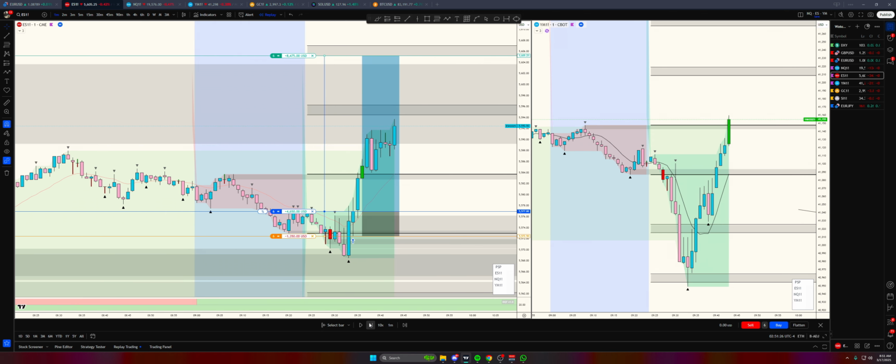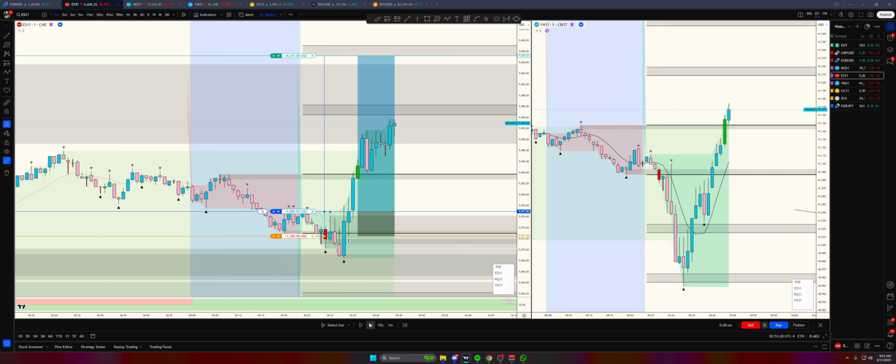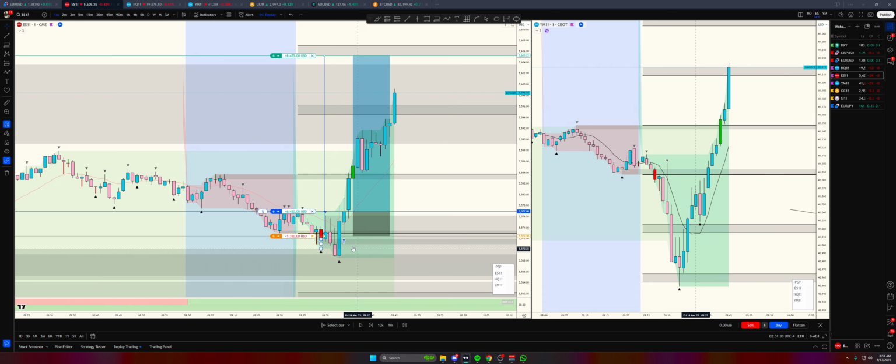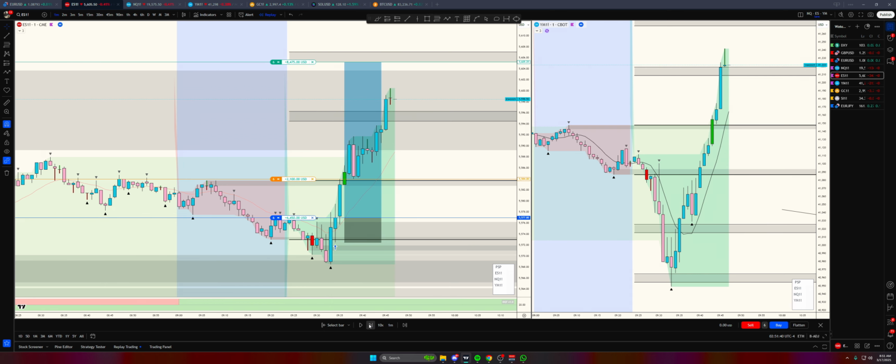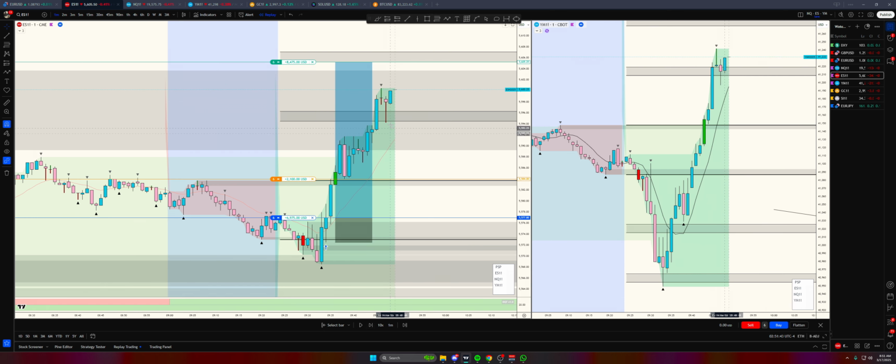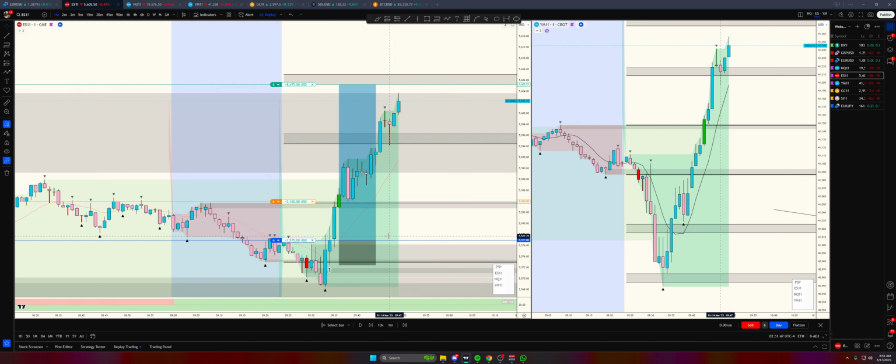Let's see if we're getting to first standard deviation. We made it to first standard deviation. I'm going to be moving my stops to just above the range. Here we have a rejection from our standard deviation, because the same thing's going to happen here. We have disrespect of this level.